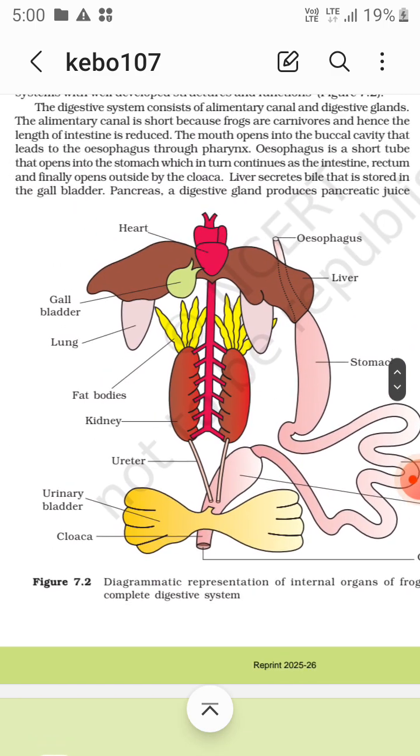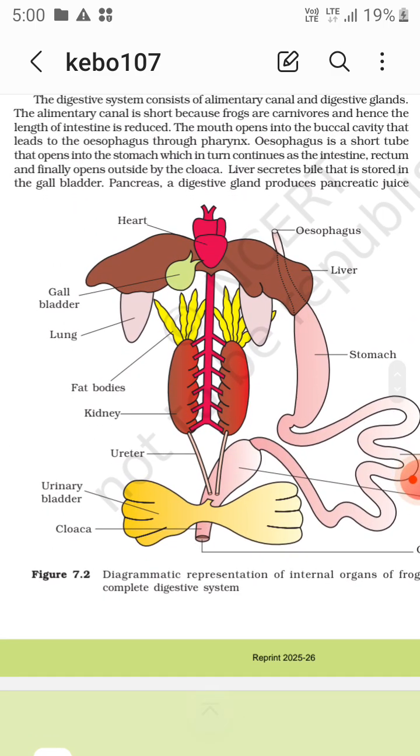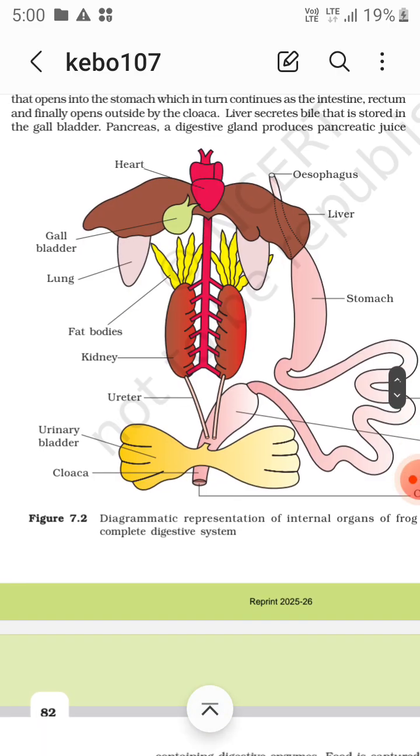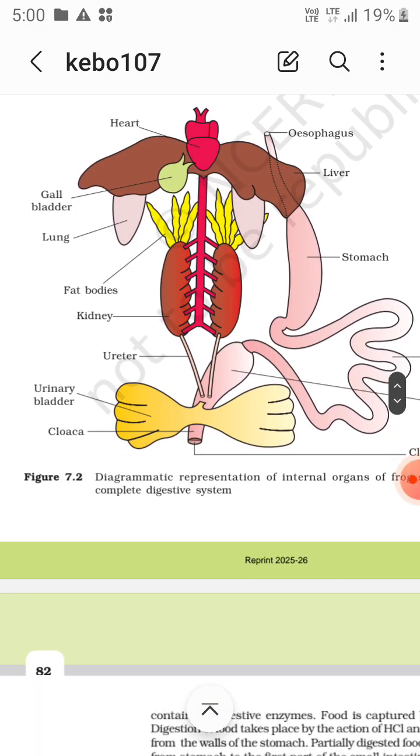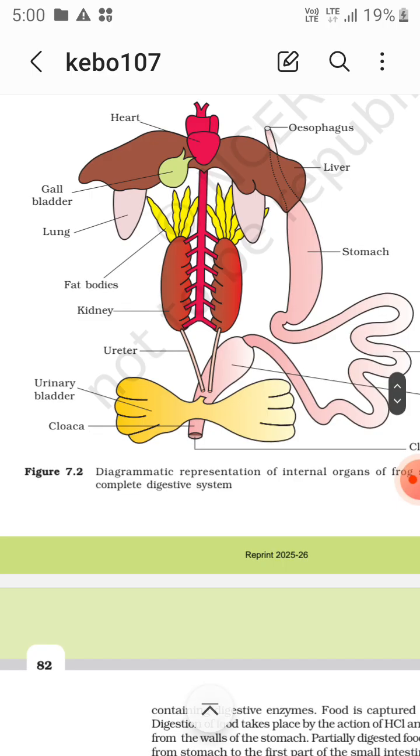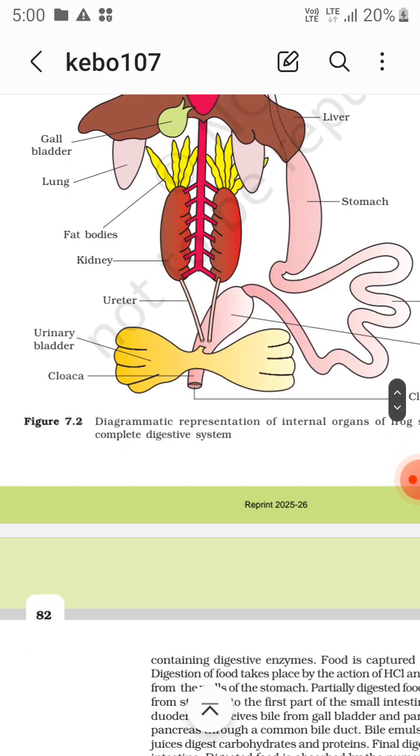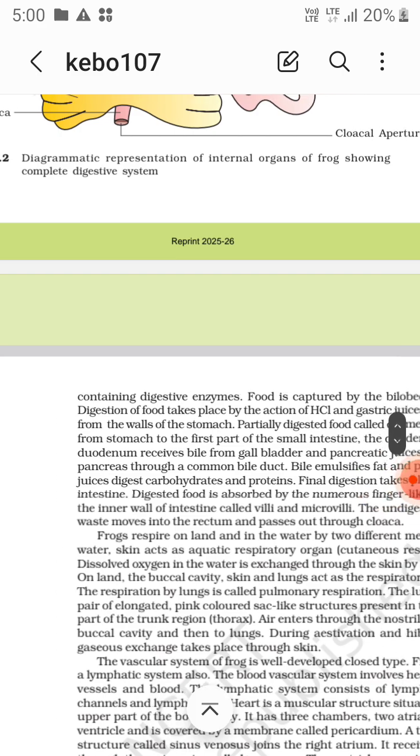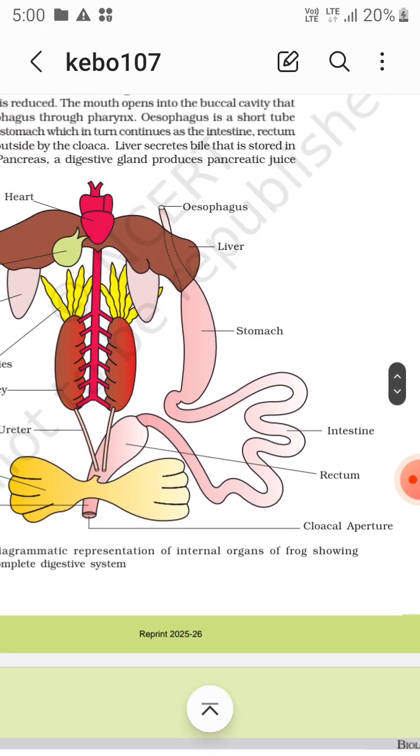In here as well we are seeing the heart, and there is a gallbladder, and then the lungs, which are pink, then fat bodies over the kidneys. These are the kidneys, and then the ureters, and then the urinary bladder. Now where we were, okay.